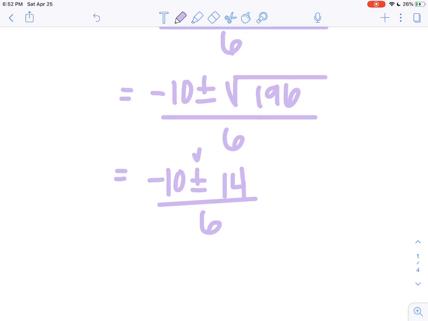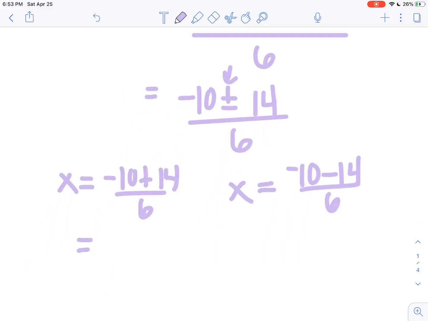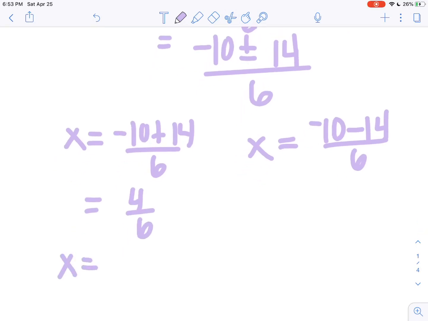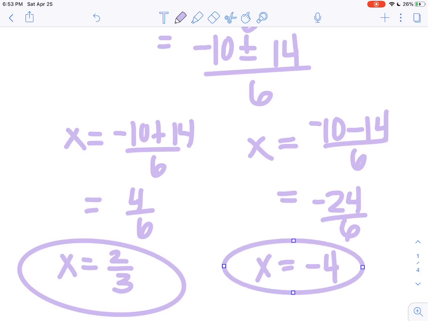Notice this plus and minus in between. That's going to set up my 2 answers. So I have negative 10 plus 14 over 6, and my other answer is going to be negative 10 minus 14 over 6. And then I'm going to compute that out. So I get 4 over 6, which I can simplify to 2/3. So there's one answer. And then over here, I get negative 24 over 6, which simplifies to negative 4. And those are my two answers.